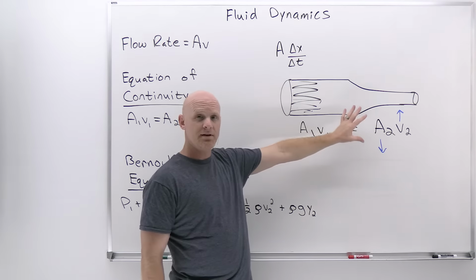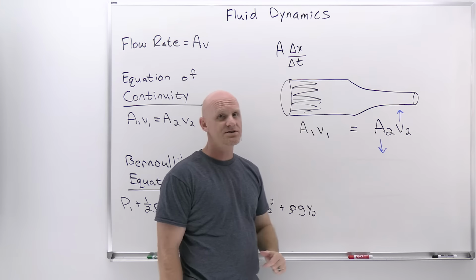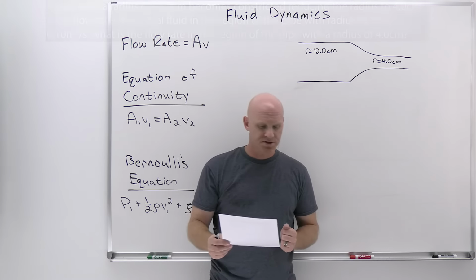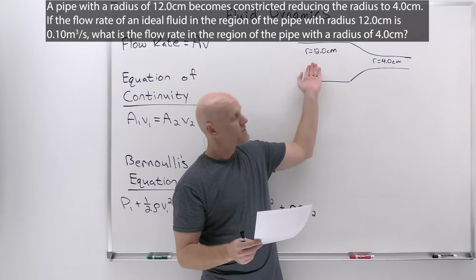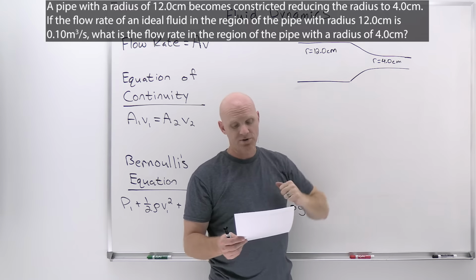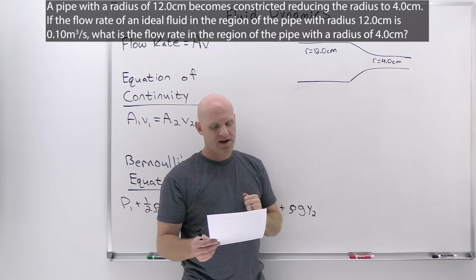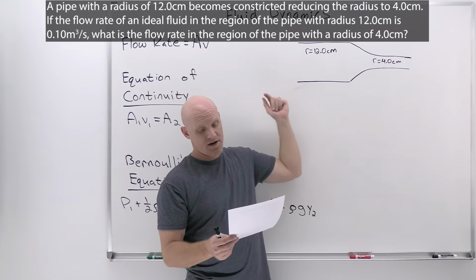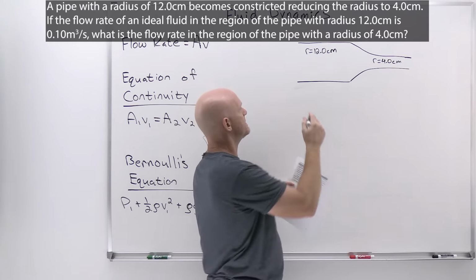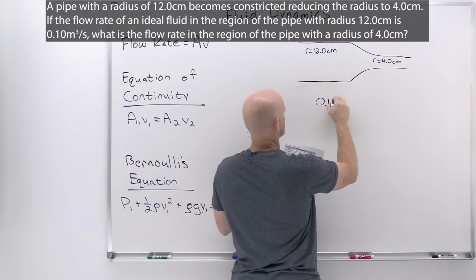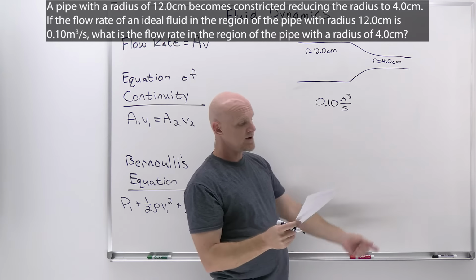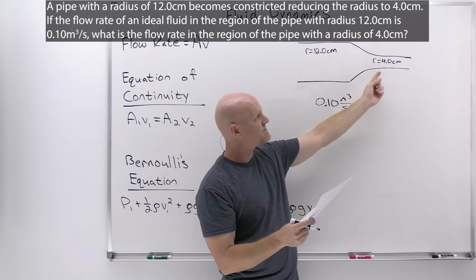All right, you definitely have to do some calculations with this equation of continuity. And in fact, I think that's where we're going to start here. So the first question on the study guide says, a pipe with a radius of 12.0 centimeters becomes constricted, reducing the radius to 4.0 centimeters. If the flow rate of an ideal fluid in the region of the pipe with a radius of 12.0 centimeters is 0.10 meters cubed per second, what is the flow rate in the region of the pipe with radius of 4.0 centimeters?